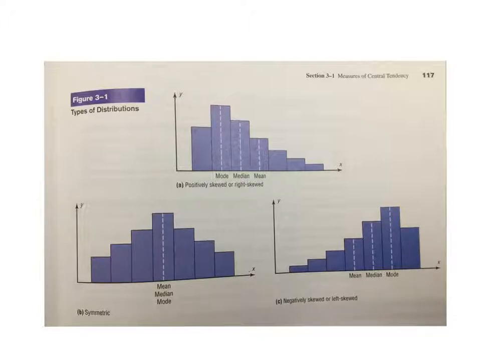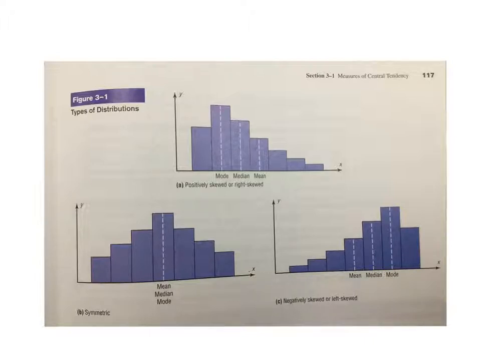And it's important to understand. Okay, in this symmetric one, where we've got similar shape on either side, notice that the mean, median, and mode are all lined up in the center. So if I have a symmetrical distribution, using the mean, median, or mode will all be very good ways to tell about what's happening with the data.